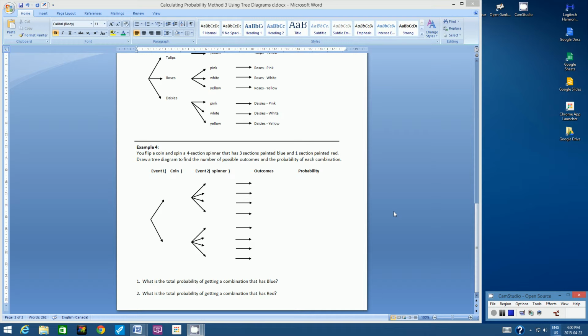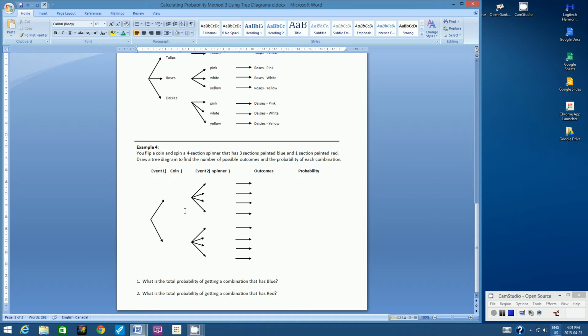Okay, I'm back. So does your tree diagram look like this? We have 2 branches to start off with, because we have only 2 options for the coin, 2 outcomes. And then we have 4 branches for event 2 for the spinner, because it is a 4-section spinner. Okay, if you need to press pause here so that you can adjust your tree diagram, do so, and then come back when you're ready.